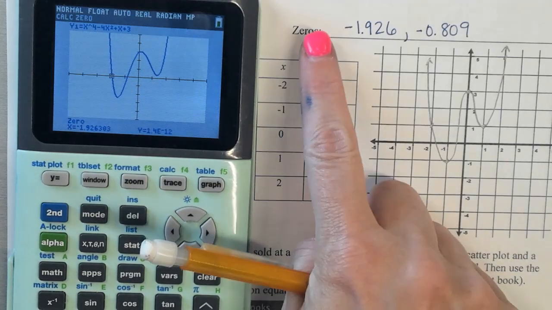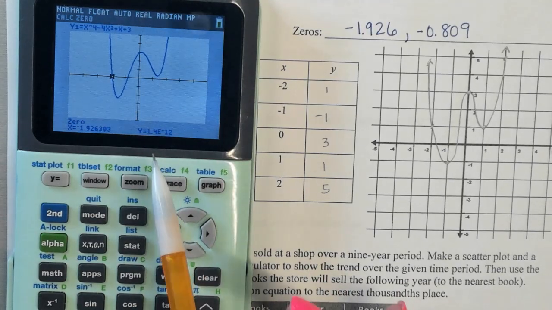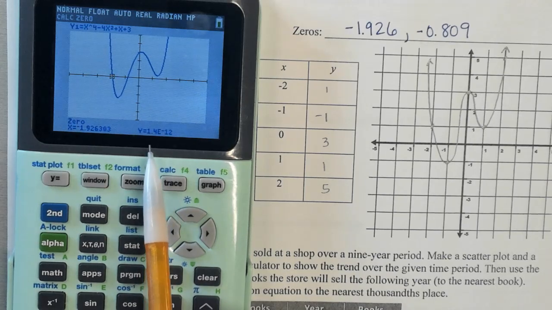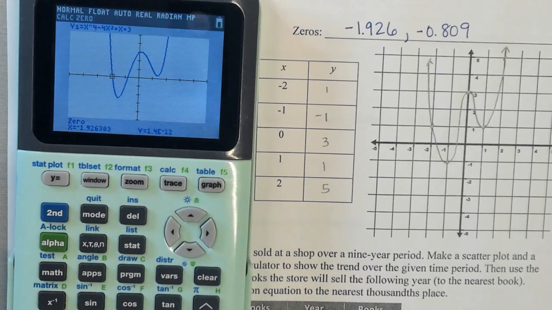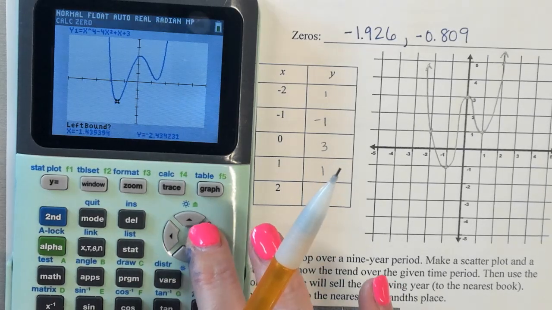So for here, when you're doing your zeros, you're going to do your x values. Don't get confused if you see a scientific notation. This number is so small that it rounds to 0. Okay, so sometimes your calculator will give you 0, sometimes it will give you the scientific notation. That is fine. And then we have to find our other one.